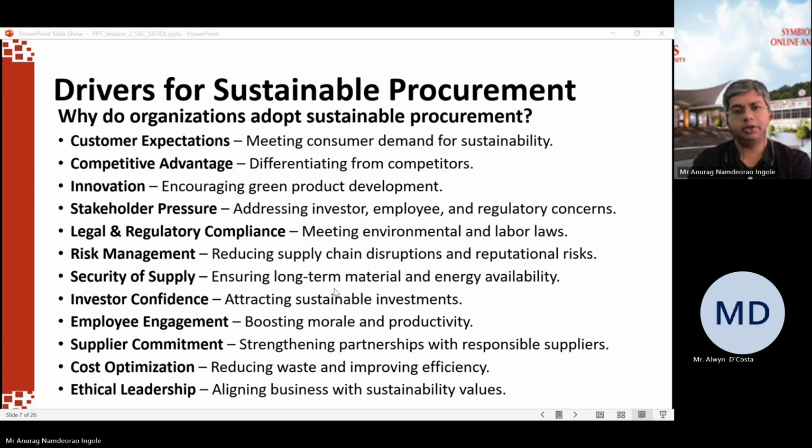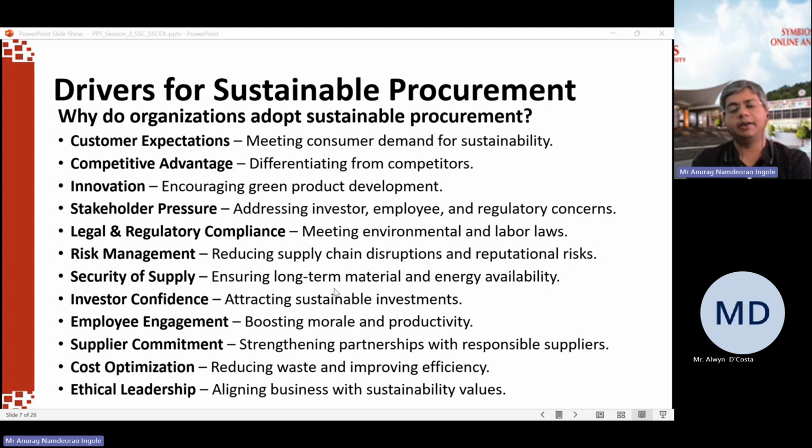about the society. In the earlier session, we had taken an example of Tata's. What is the brand image of Tata's in our mind? What is the value of Tata's in India? It is just because of their sustainability focus on societal developments, their initiatives towards environmental sustainability, economic sustainability, etc. Then competitive advantage, differentiating from the competitors is definitely a driver for sustainable procurement. Innovation, encouraging green product development, that is a driver for sustainable procurement.